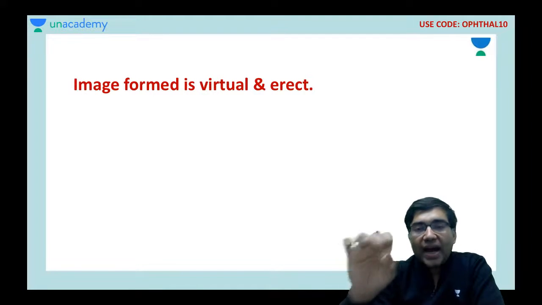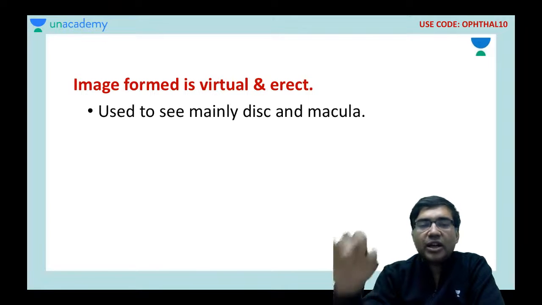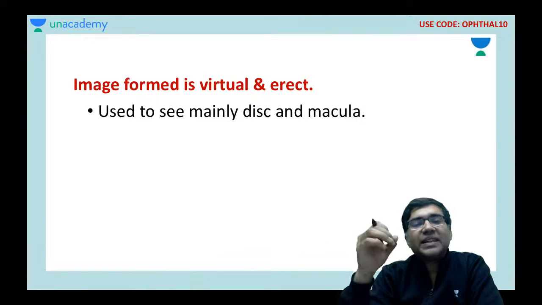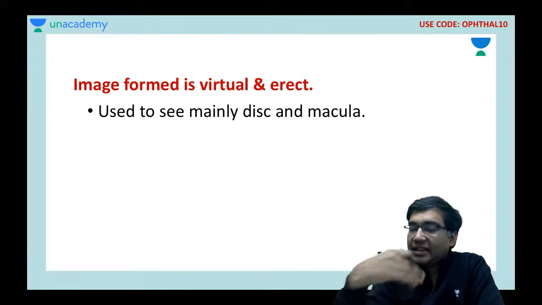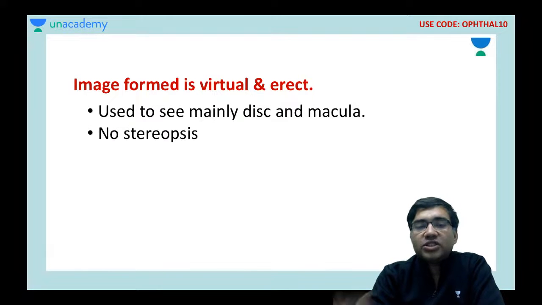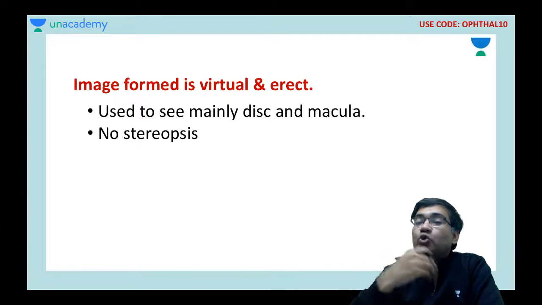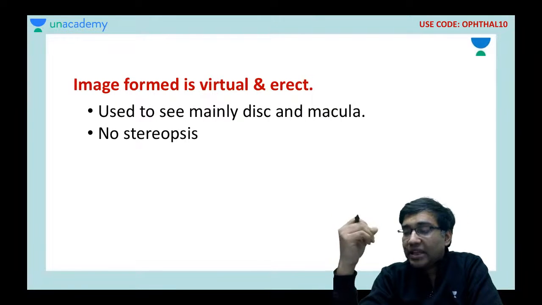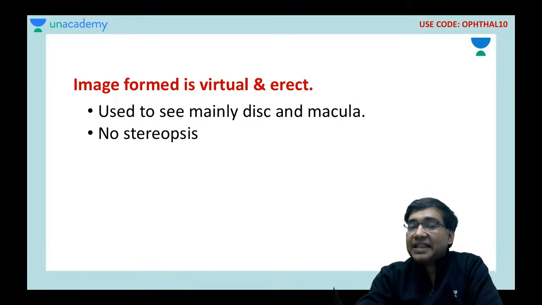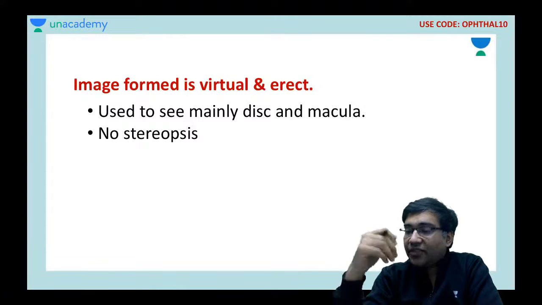And why do we use it? We use it to basically see the optic nerve head and macula. So it is used to mainly see the disc and the macula. The problem with this is that you are not able to see depth perception, so there is no stereopsis. Then what is the advantage? You get a very high magnification, much more than another modality that we would discuss today, that is the indirect ophthalmoscopy. So how much is the normal magnification you get?